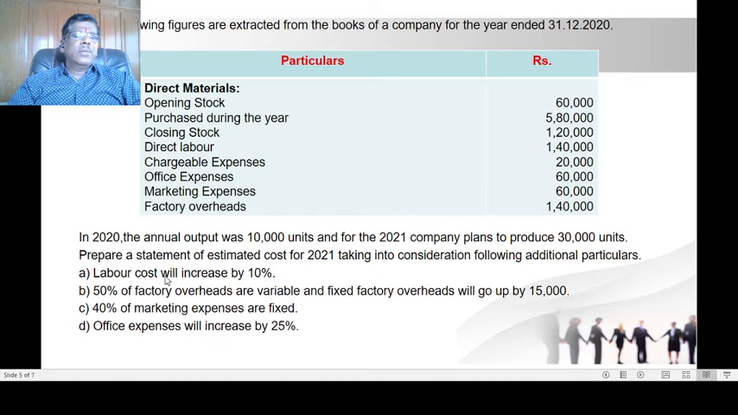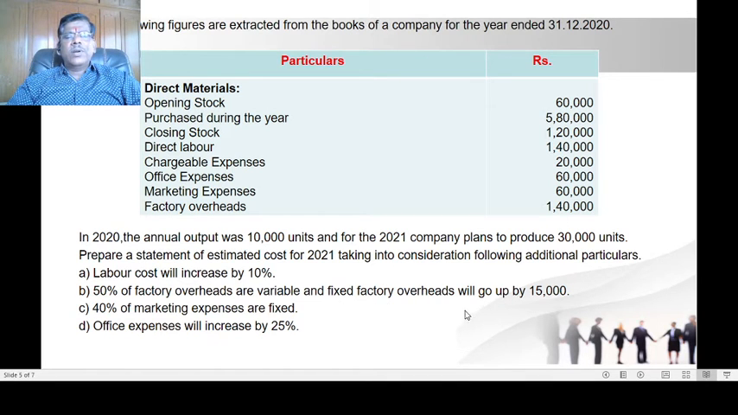Number one, the labor cost will be increased by 10%. In the year 2020-21, the labor cost is increased by 10%, and that is also taken into consideration. Then 50% of factory overheads are variable. Out of the factory overheads of 1,40,000, 50% of this figure is variable in nature. The remaining 50% is fixed in nature.